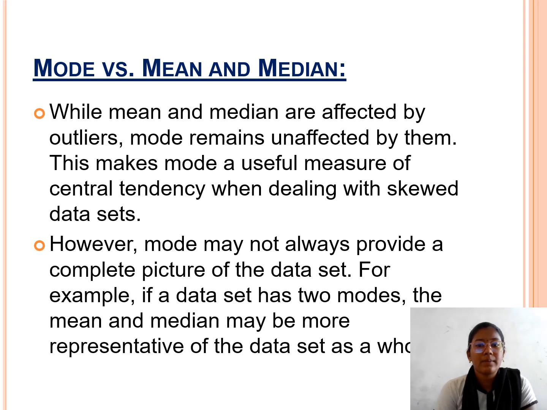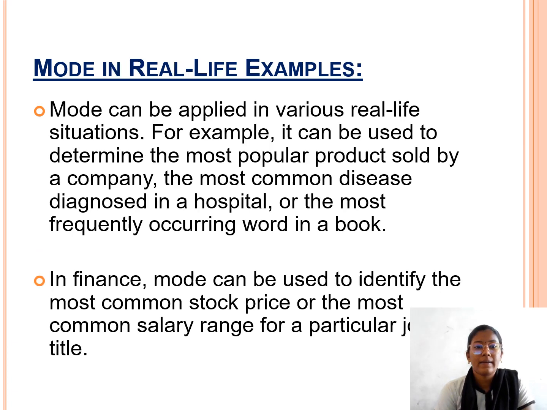Mode versus mean and median. While mean and median are affected by outliers, mode remains unaffected by them. This makes mode a useful measure of central tendency when dealing with skewed datasets. However, mode may not always provide a complete picture of a dataset. For example, if a dataset has two modes, the mean and median may be more representative of the dataset as a whole.